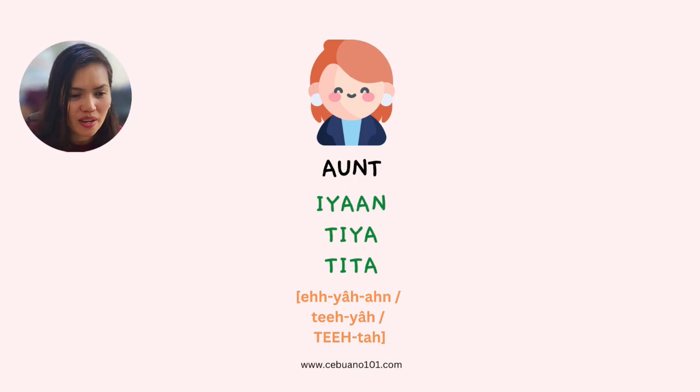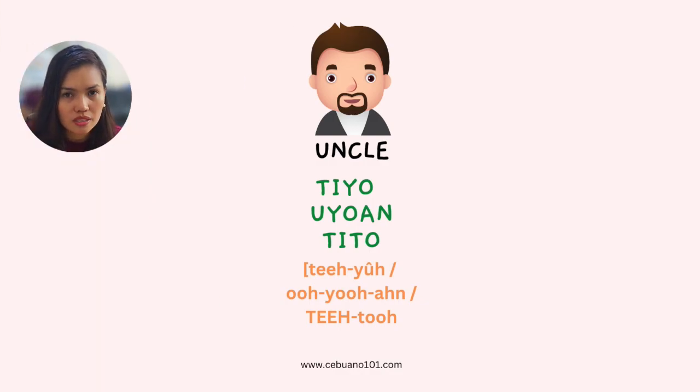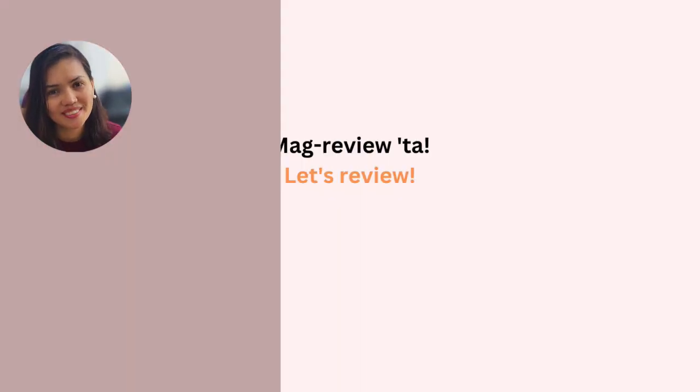All right, next one we have uncle, uyuan. Okay, uncle, the same with the aunt. We have three words for uncle as well. So uncle is uyuan. Next is tio. And the last one is tito. For me, I usually use tito if I address my uncles, or to.